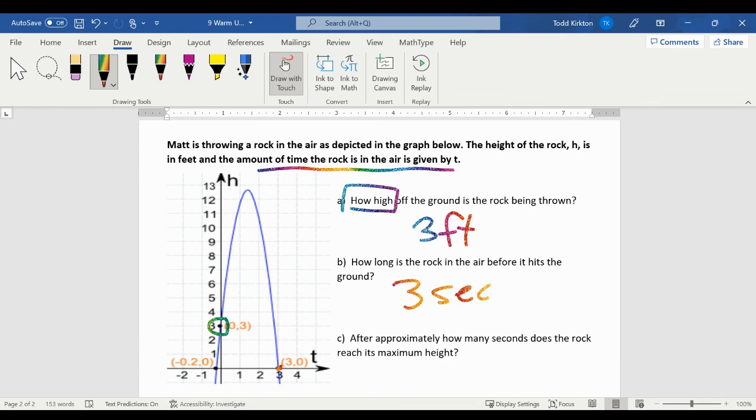After approximately how many seconds does the rock reach its maximum height? Since we don't have an equation, we just have to approximate. It's a little bit somewhere between 1 and 2. If you draw your line a little straighter, looks like 1.4-ish seconds. If we would have started on the ground, it would have been 1.5. So I know it's a little different.